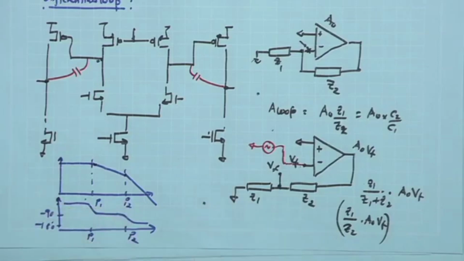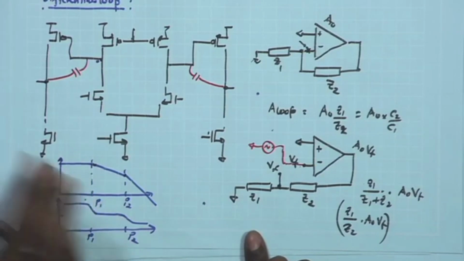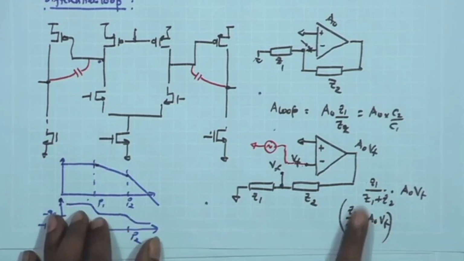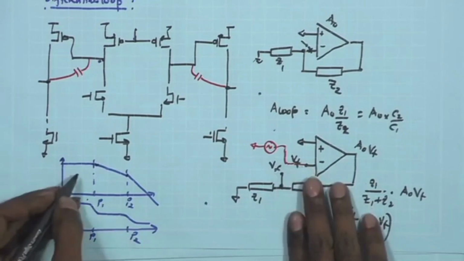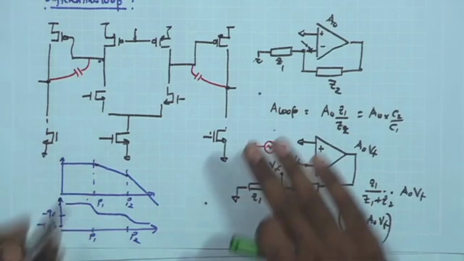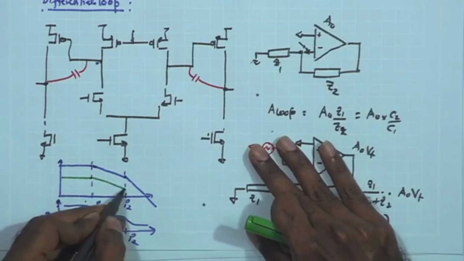And now, if I look at the differential response, for the differential loop, there is definitely a shift in the gain. The poles are remaining more or less similar. The gain, however, is shifted down, because you have this C1 upon C2 or Z1 upon Z2 factor. So, the entire plot gets shifted down.